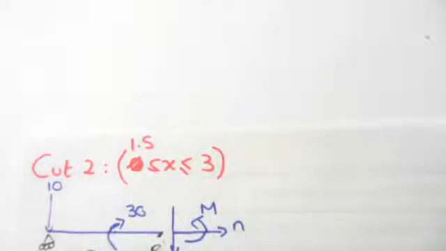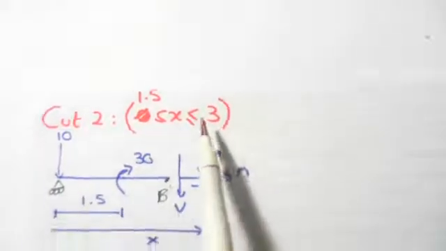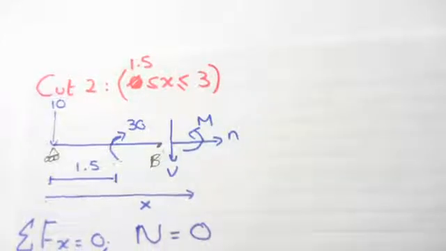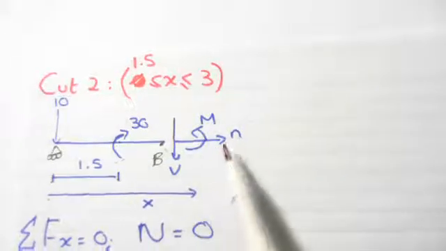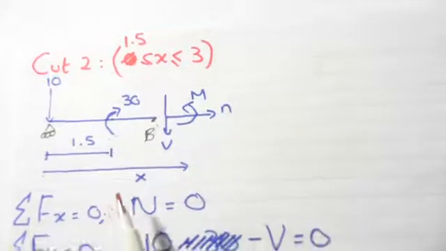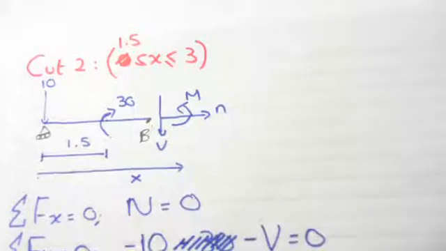Okay, so just showing you cut 2 now. Once again, the extremities are from 1.5 to 3. We're cutting from the left. The following is our diagram for this cut. So we firstly do sum of forces about the x direction is equal to 0. N is the only horizontal, so it equals 0 immediately. Sum of forces in the y direction is equal to 0.